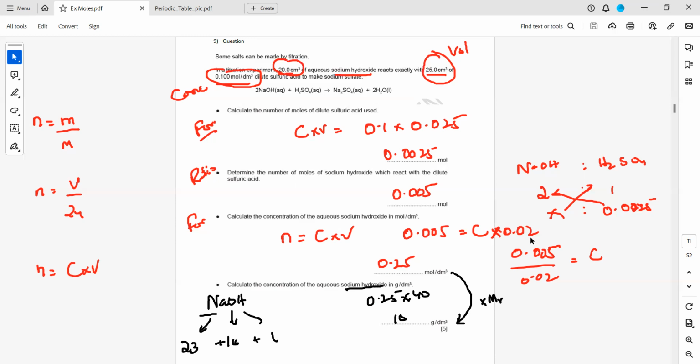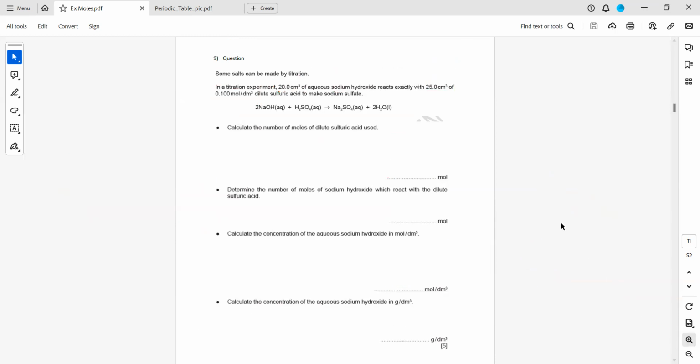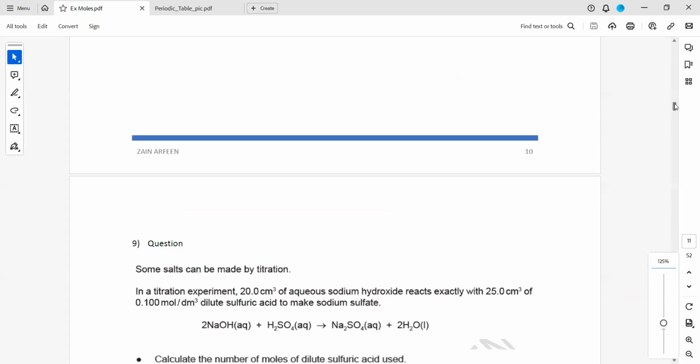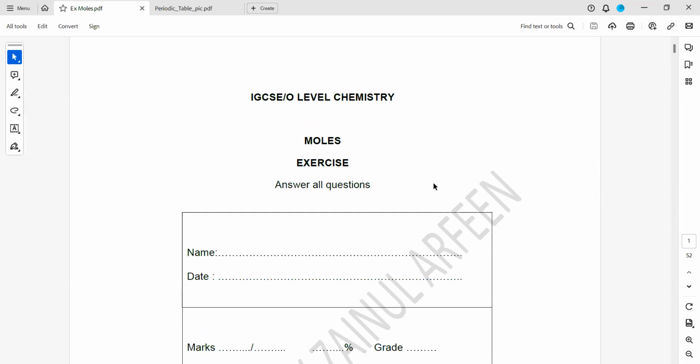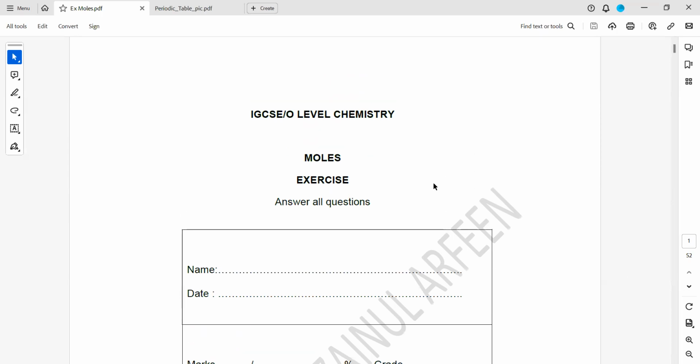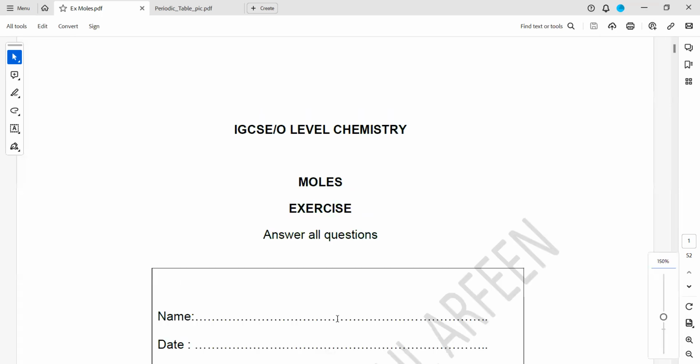So this is an exercise related to moles. As I mentioned, every session we'll do a question or two from this exercise because it's like 52 pages. So during every session, at the beginning or sometimes at the end of a session, we'll solve a question from this exercise.